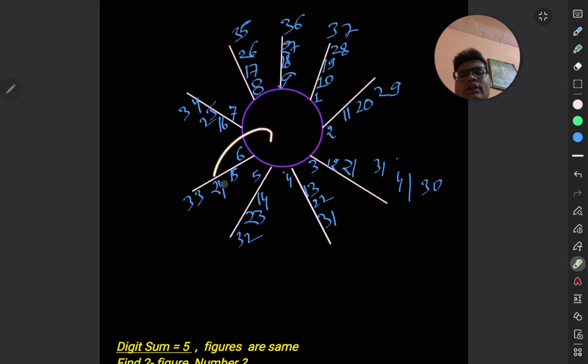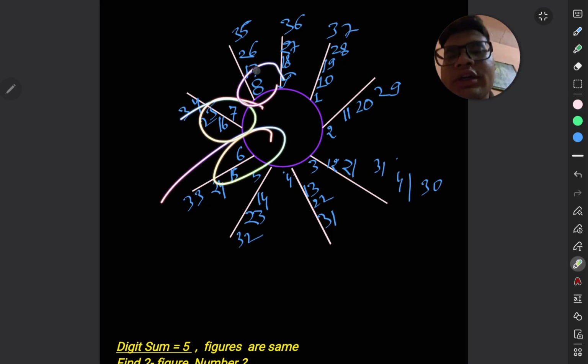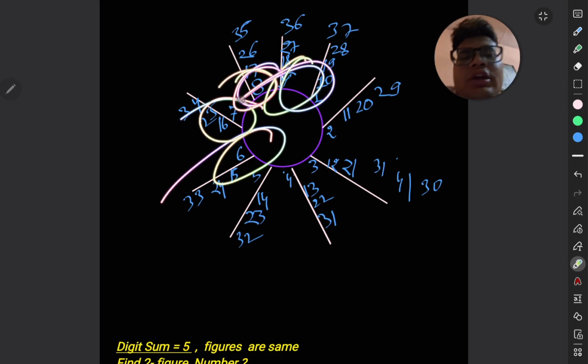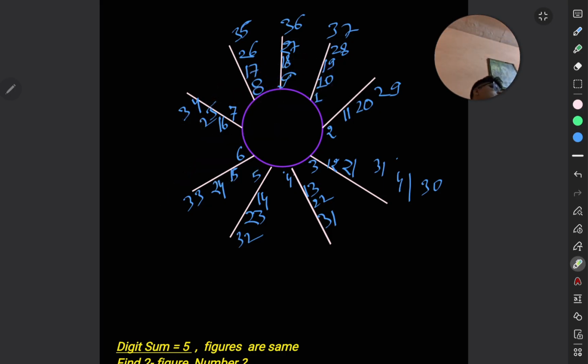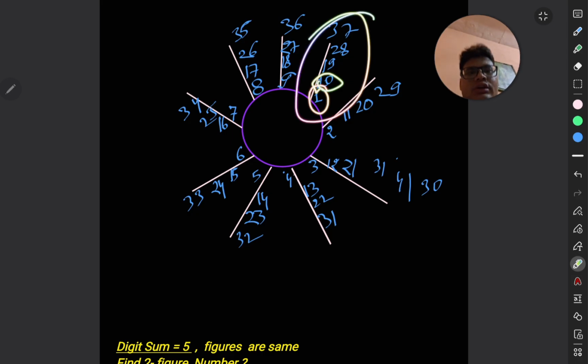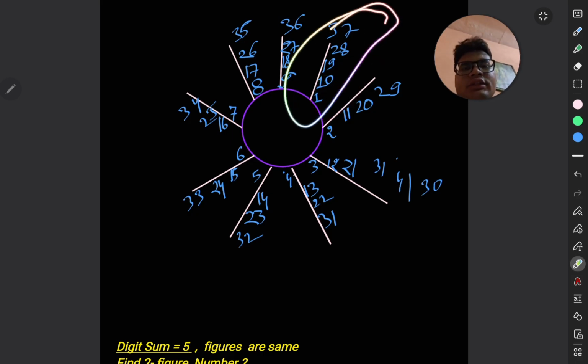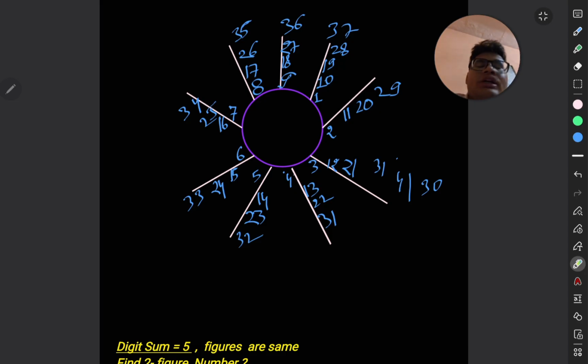Here the digit sums will be 6, 7, 9, 8, 9. So we can use this 9-point circle for finding digit sum. Here you have to notice the difference between 1 and 10 on the branch first. This will apply on the other branches also, so you have to notice this point.